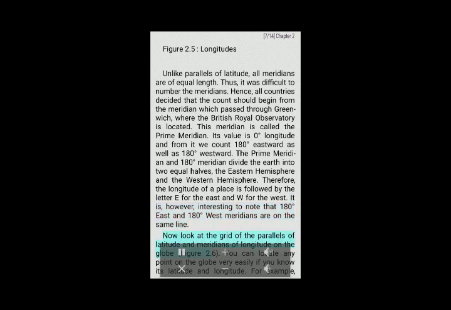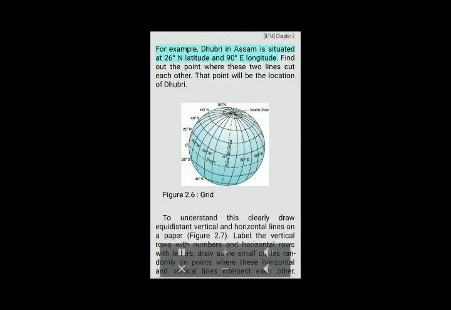It is, however, interesting to note that 180 degrees east and 180 degrees west meridians are on the same line. Now look at the grid of the parallels of latitude and meridians of longitude on the globe, Figure 2.6. You can locate any point on the globe very easily if you know its latitude and longitude. For example, Dhubri in Assam is situated at 26 degrees north latitude and 90 degrees east longitude. Find out the point where these two lines cut each other. That point will be the location.